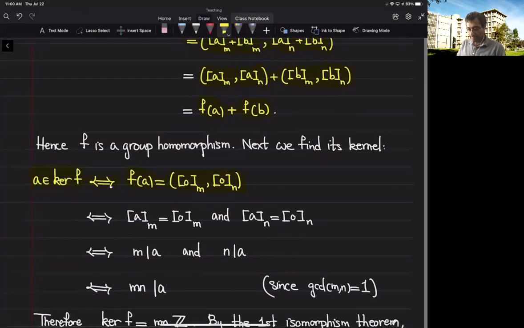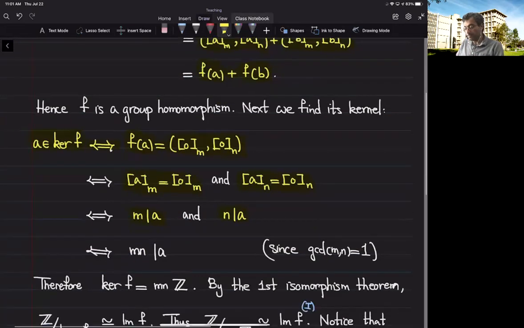What does that mean? The first component of f of a is the residue class of a mod m, and that's supposed to be the residue class of 0 mod m. And the second component of f of a is the residue class of a mod n, and that is supposed to be the residue class of 0 mod n. This means m divides a, and this one means n divides a.